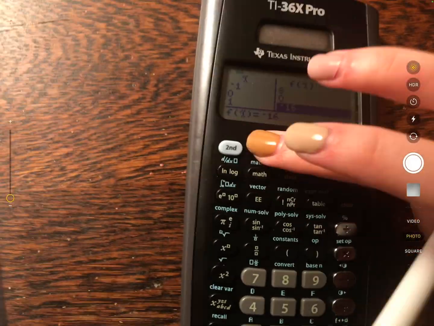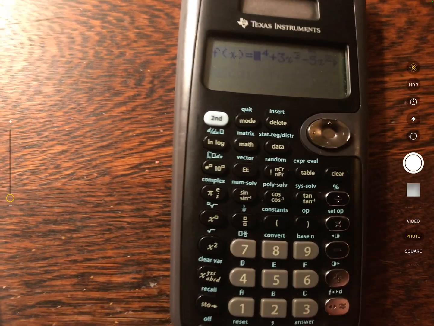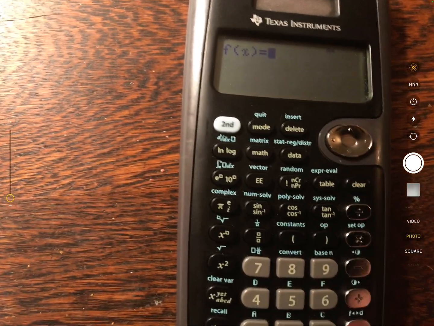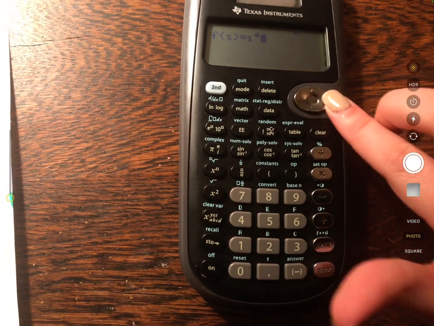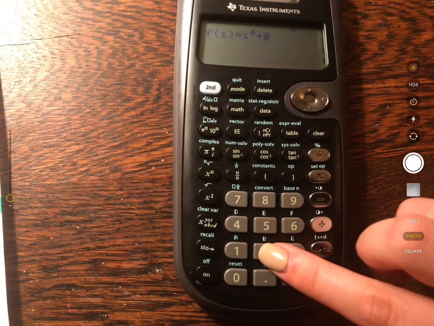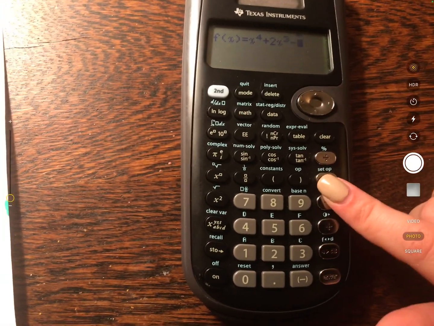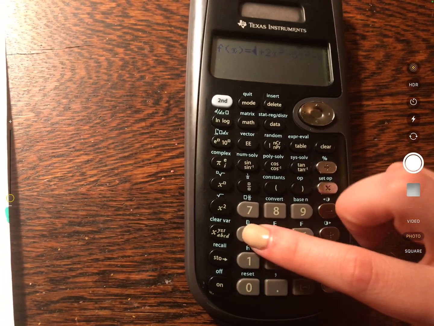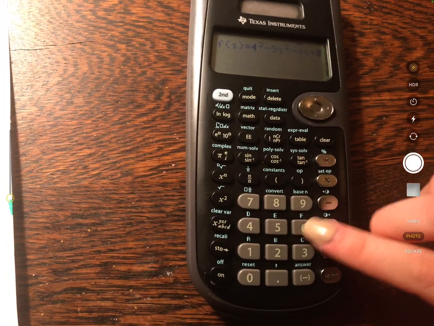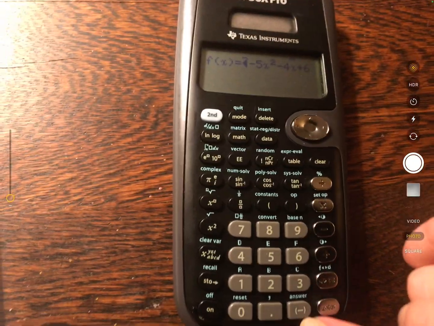So I'm going back to the home screen. I'm going to hit Table, Edit Function, clear what's there, and plug in x raised to the 4th plus 2x raised to the third minus 5x squared minus 4x plus 6. Make sure I brought everything down to ground level.